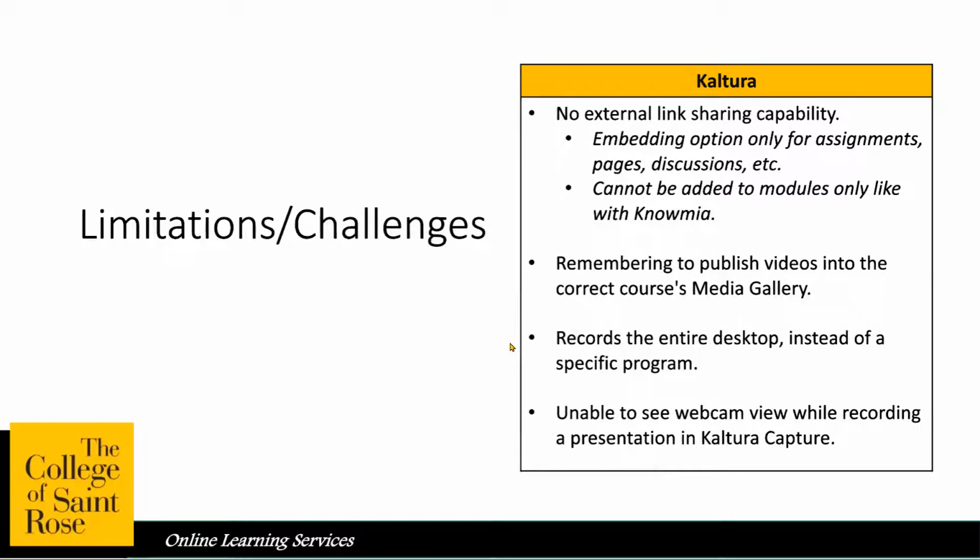Now that we've discussed the strengths of Kaltura and Zoom, let's focus on some challenges or limitations of these tools. And let's start with Kaltura. The biggest challenge that instructors have come across is the lack of an external link for Kaltura videos. Unlike our former platform, Nomia, Kaltura requires you to embed videos into the body of a page, assignment, or discussions within Canvas. And there's no easy way to obtain an external link to share from the instructor or student side. That's more of something on the admin side that we can do.